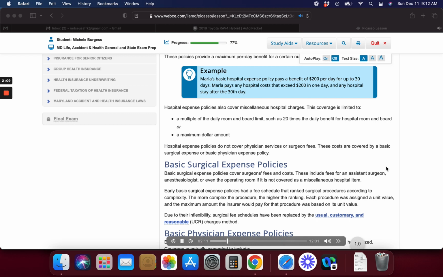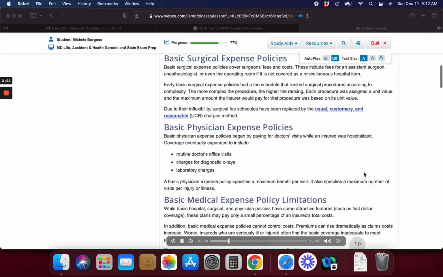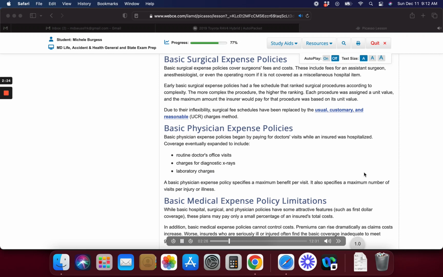Basic surgical expense policies. Basic surgical expense policies cover surgeons' fees and costs. These include fees for an assistant surgeon, anesthesiologist, or even the operating room if it is not covered as a miscellaneous hospital item. Early basic surgical expense policies had a fee schedule that ranked surgical procedures according to complexity. The more complex the procedure, the higher the ranking.